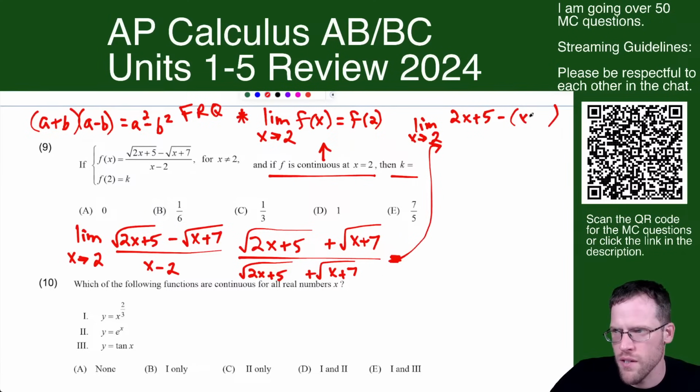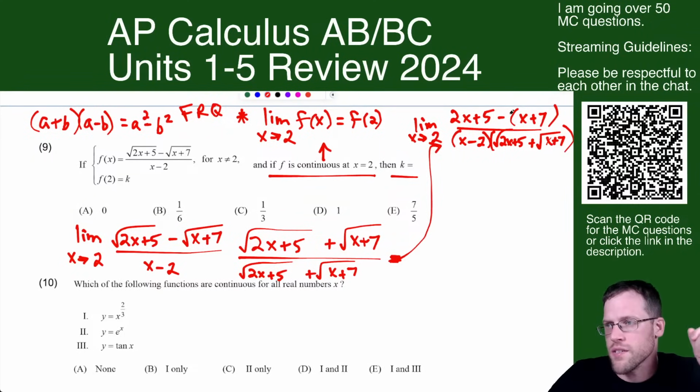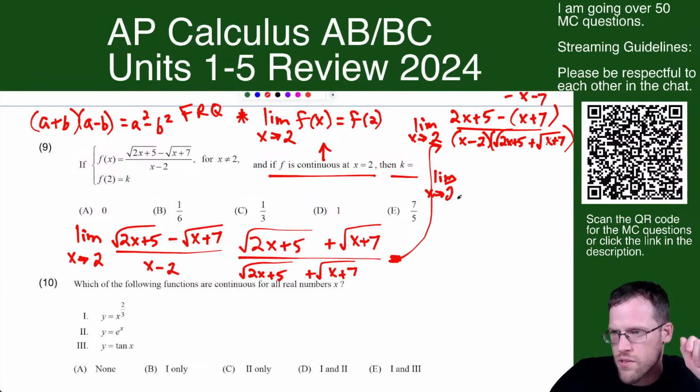Radical x plus 7 times itself is this. And then over, I have x minus 2 times that mess, the radical 2x plus 5 plus radical x plus 7. So you could L'Hopital this, but if you just want to see the algebra, here's the algebra. Now this minus x minus 7 is going to make the limit as x approaches 2 of, I'm going to get 2x minus x is x, and 5 minus 7 is minus 2. So you see these factors over here are going to cancel.